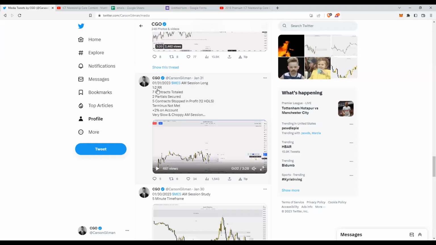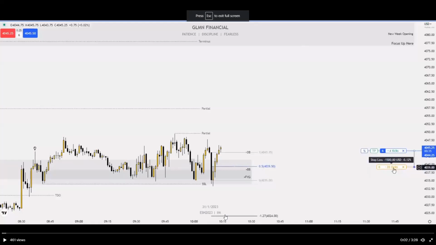So the first trade of the week was the 31st, 1 to 2. I had 7 contracts, 2 were partialed, 5 were stopped at about 12 handles. My terminus was not met, and it was about a 2% loss. This price action, now that we're talking about it, I'll do the other stuff towards the end, so you can already see what we've been talking about. This is obviously something that we were just talking about. So I'll go ahead and play it.